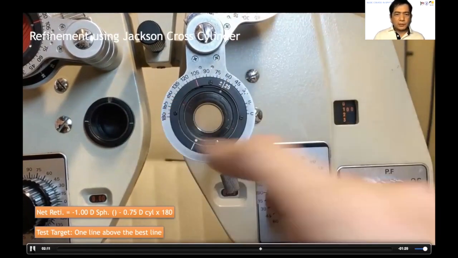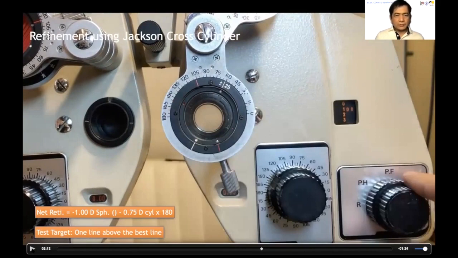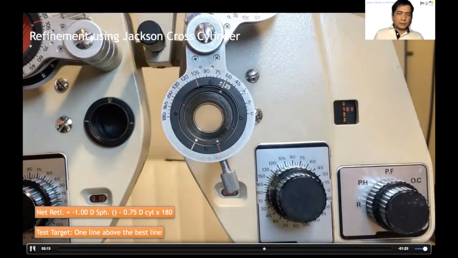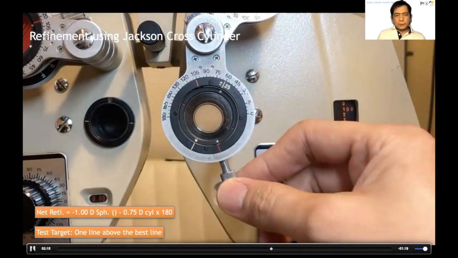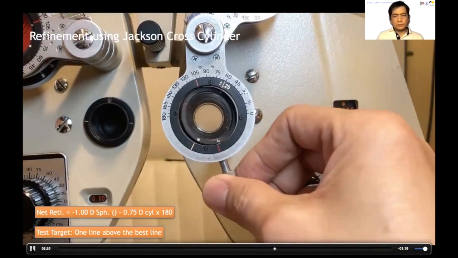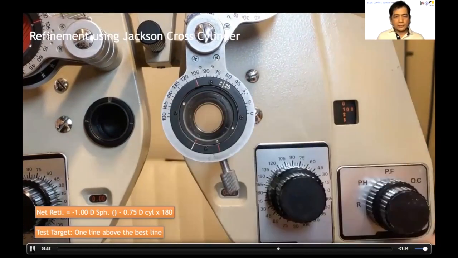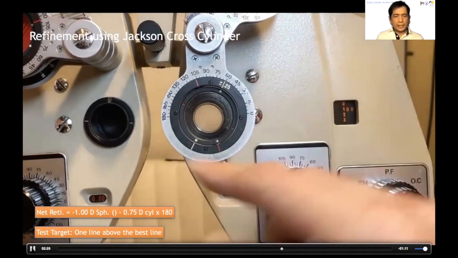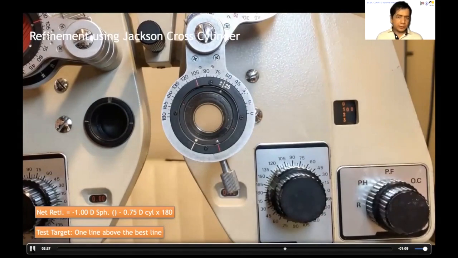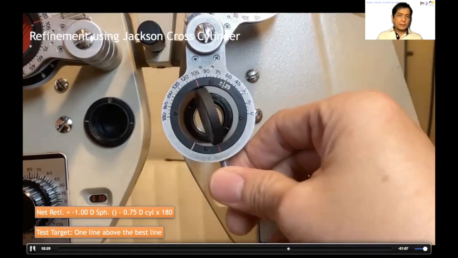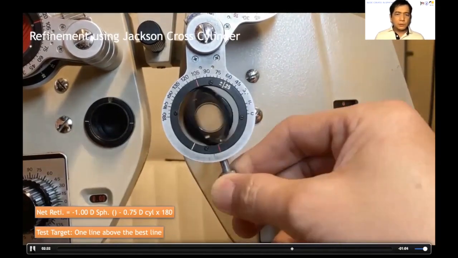In checking the cylinder power, make sure that your red dot is on axis. On axis means that your red JCC power or negative power is aligned to your new axis. All right, that is on axis. And then again, introduce two lenses by flipping the JCC. Ask the patient, which is better, lens 1 with white on axis or lens 2 with red on axis, or are they the same? Repeat again, lens 1 or lens 2.